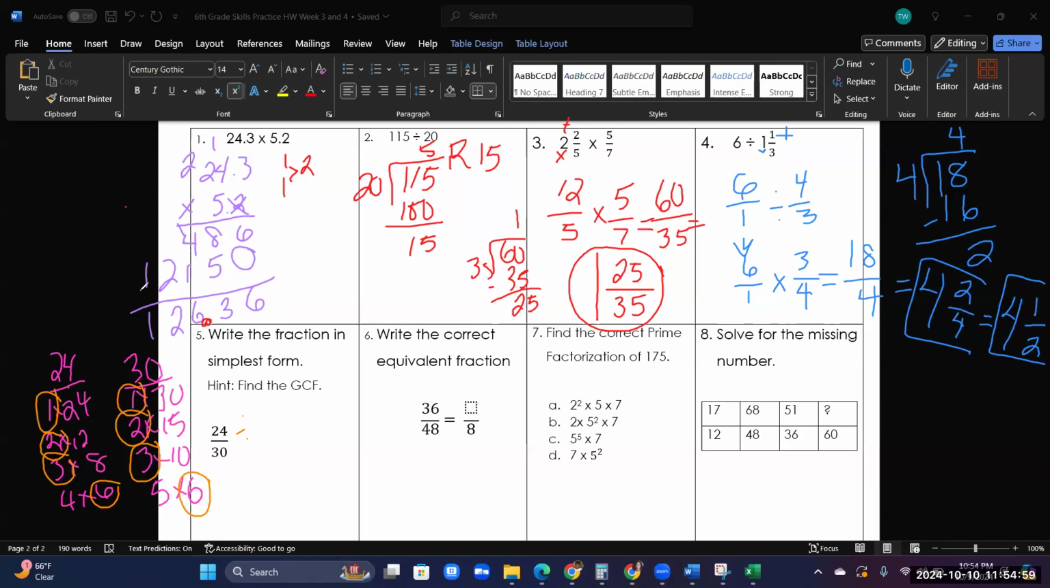So we would divide our numerator by 6, and then we would divide our denominator by 6. And if you list your factors like we did, we could see that 4 times 6 was 24, and 5 times 6 was 30. So the simplified fraction would be 4/5.